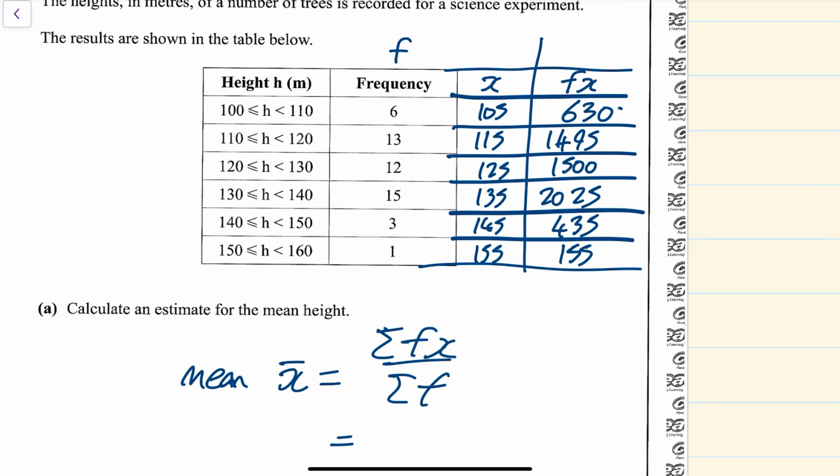That just means the sum of these things total up. So sigma f is the sum of that column. Sigma fx is the sum of that column. Don't be surprised if this one is a very, very big number. Quite often is. Right, add up all your frequencies.